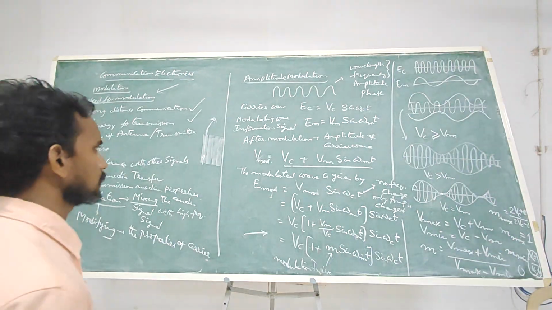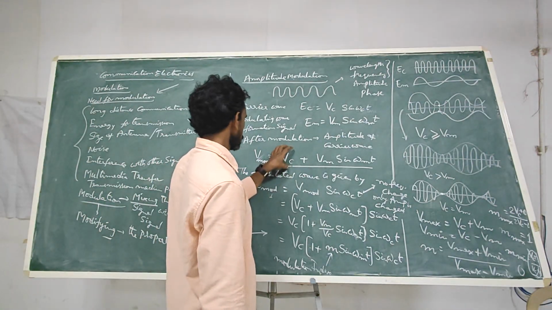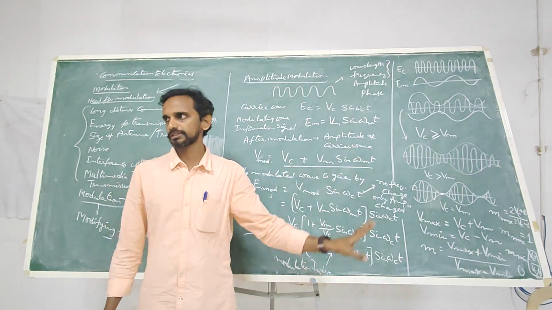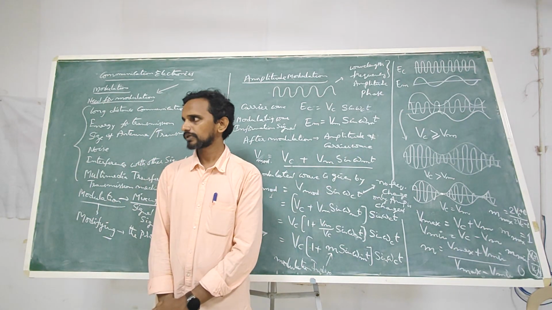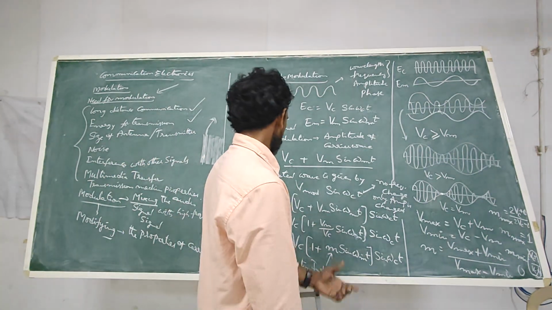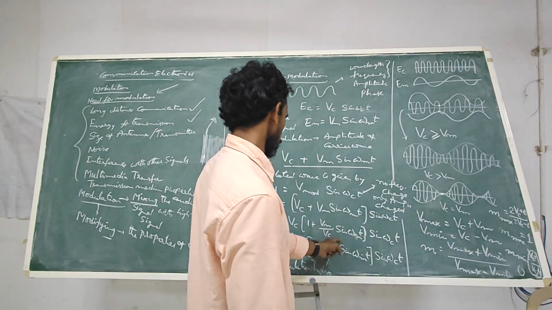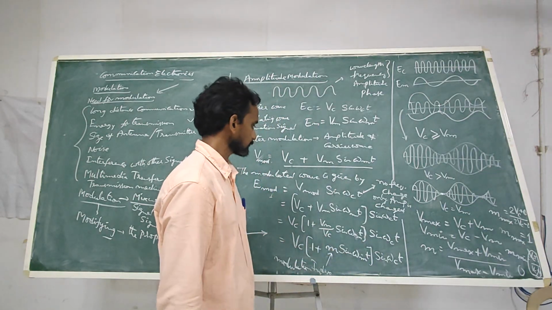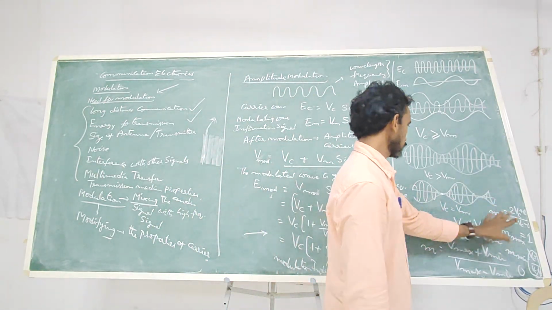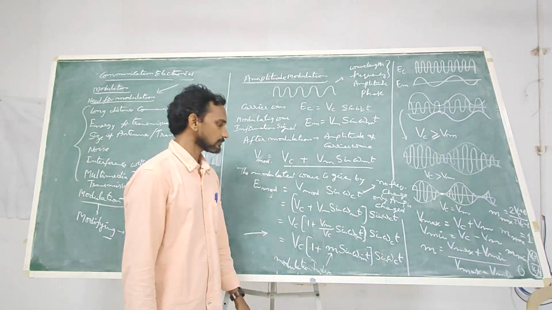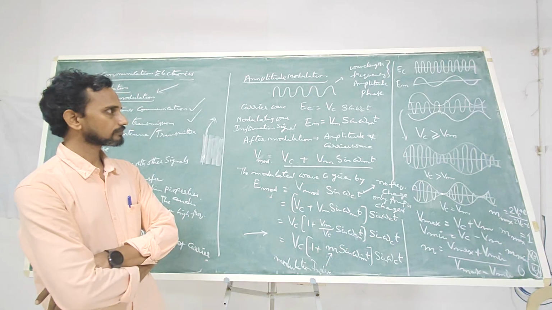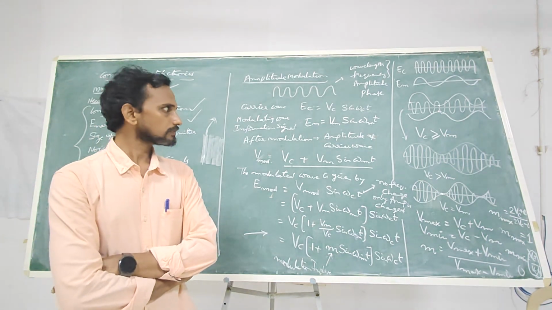Okay, in total we are modifying the amplitude of the carrier wave in accordance with the modulating signal. So the modification in amplitude is given by this modulation index, and this M value could be 1 maximum and it would be 0 for minimum.